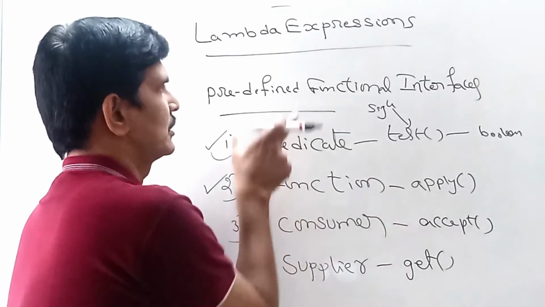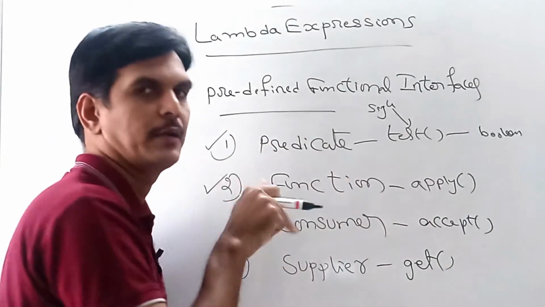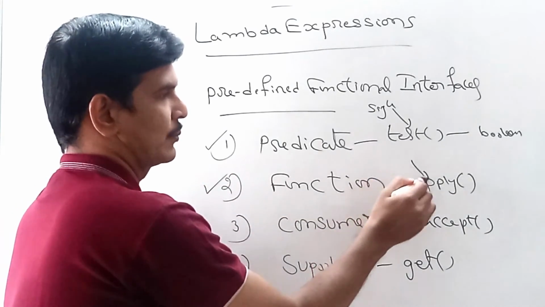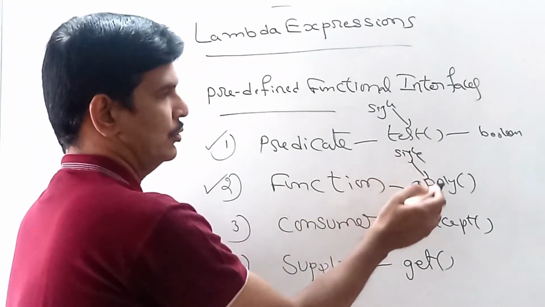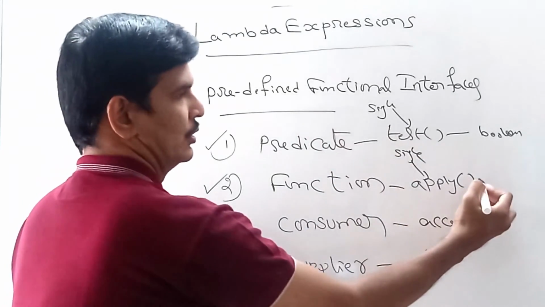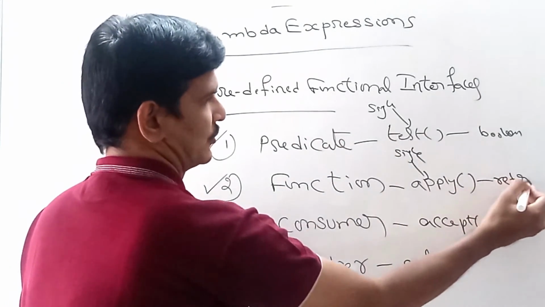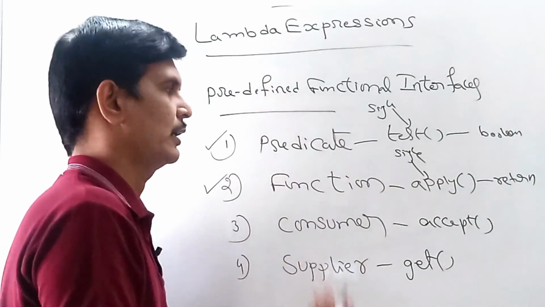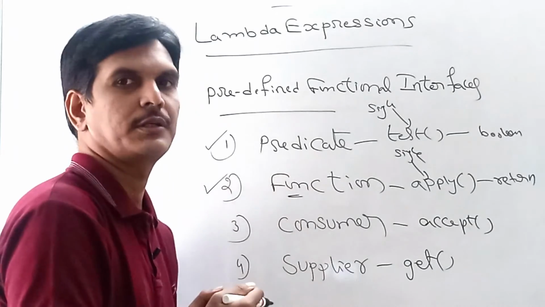Similarly, the function is another interface which contains the apply method. When do we go for a function? If you pass some input, it will perform certain operation on that input and then return a value. So it takes the input, does some action, and then returns the value. In that case we can go for function.